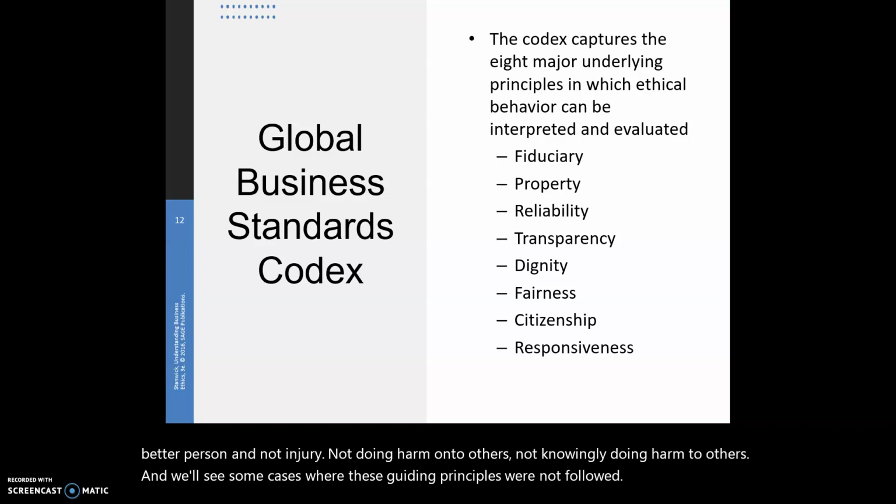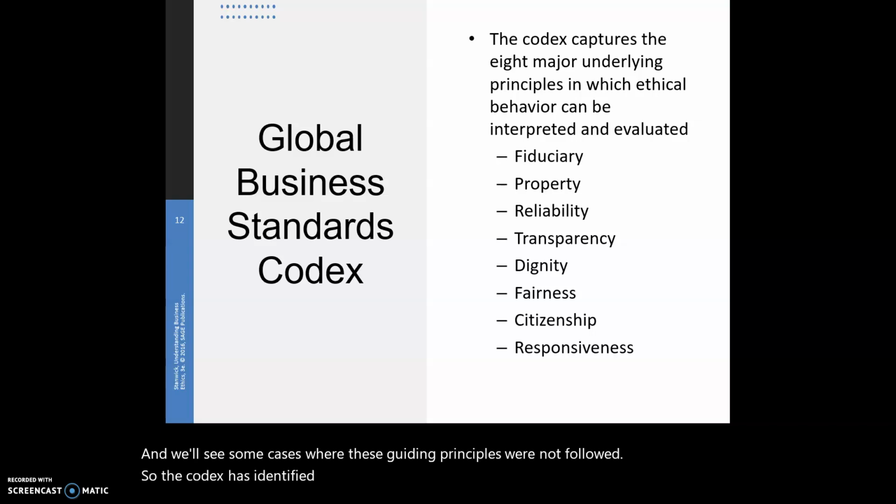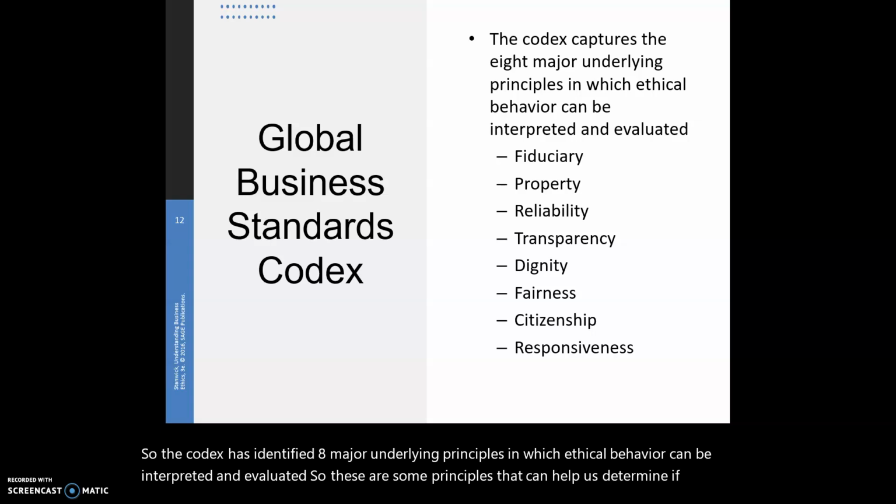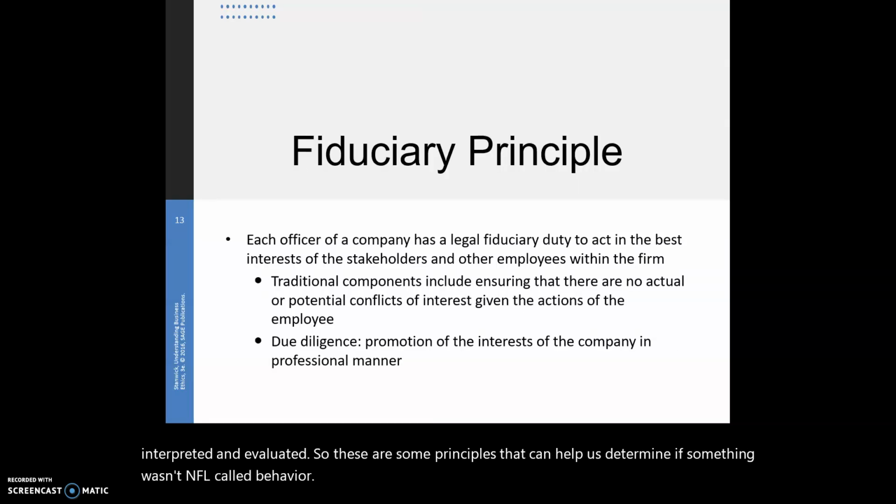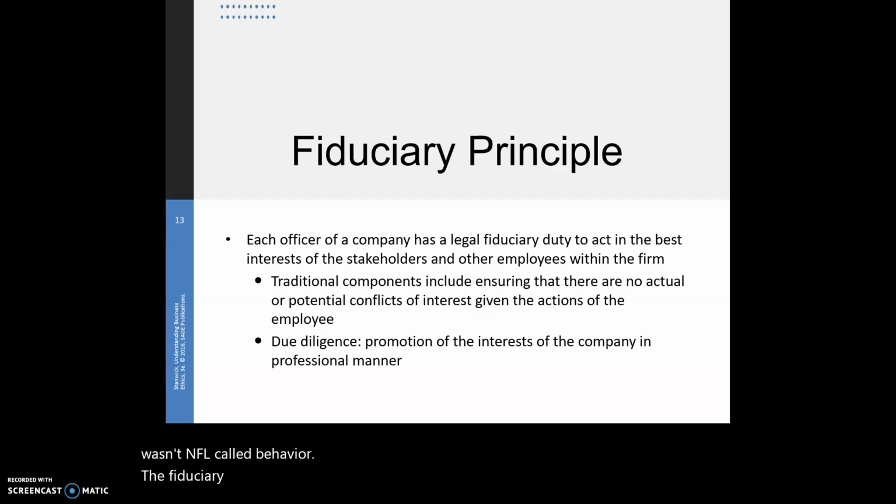So the Codex has identified 8 major underlying principles in which ethical behavior can be interpreted and evaluated. So these are some principles that can help us determine if something was unethical behavior. So, fiduciary principles. A company has a legal fiduciary duty to act in the best interest of its stakeholders.